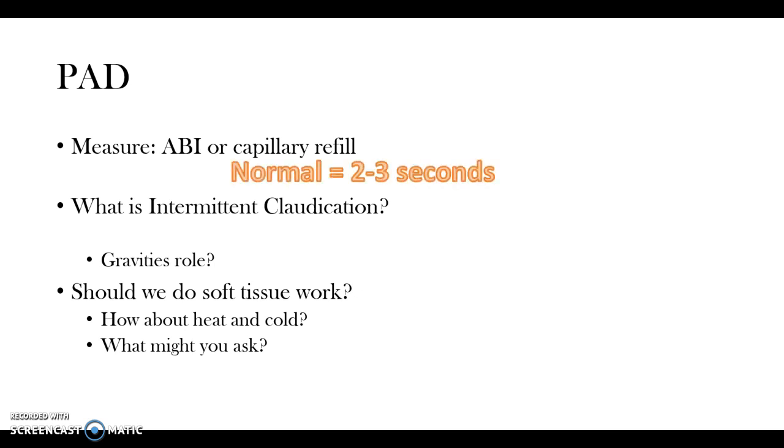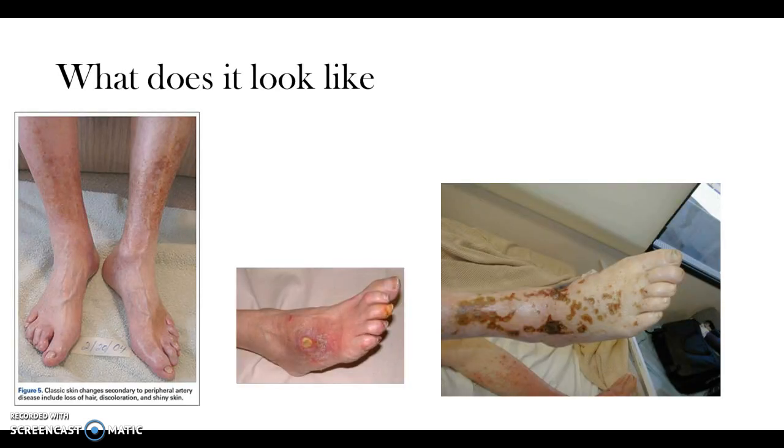So we got some norms here for your capillary refill. We talked about 2 to 3 seconds. This is what we are looking at for someone who has peripheral arterial disease. You can see the skin is shiny. There's no hair. We may even see loss of nails. This is an arterial wound. You can see it's red and aggravated there, but it's nice and circular, and it doesn't look like a great wound. You're like, that just doesn't look healthy.